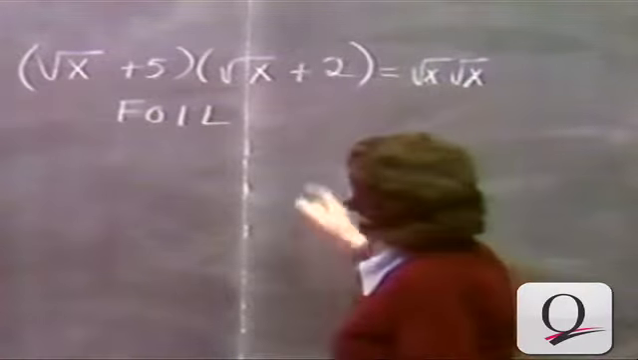Let's once again do this by the FOIL method: first, outer, inner, last. For first, we have the square root of 5 times the square root of 5. For outer, we have plus the square root of 3 times the square root of 5. For inner, minus the square root of 3 times the square root of 5. And for last, minus the square root of 3 times the square root of 3.